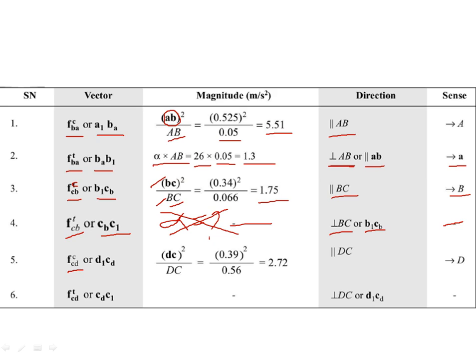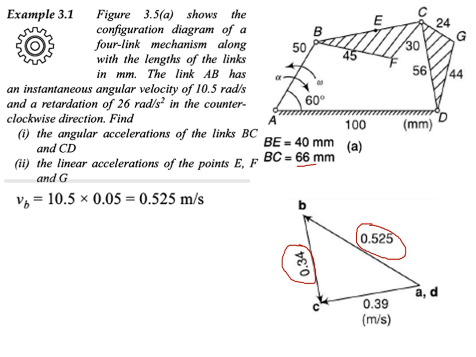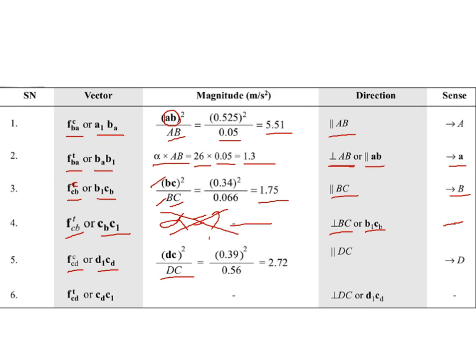Then FCD centripetal, so it is D1 CD, so DC square by DC. DC you have already calculated, so it is 0.39 meter per second. So you take 0.39 square divided by the length of DC, which is 0.56 meters. Solving this you get 2.72.